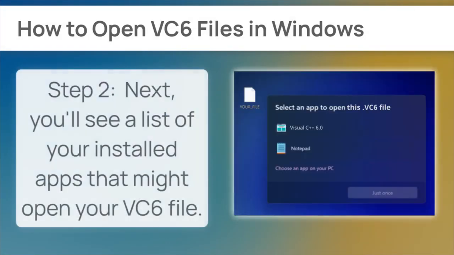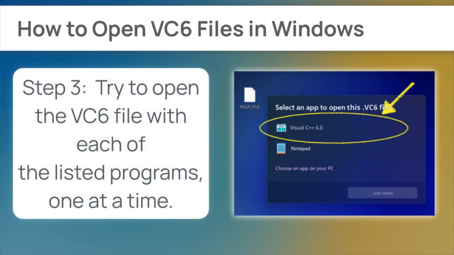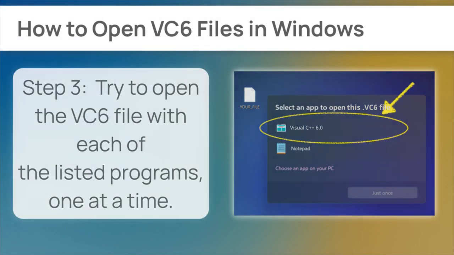Right-click your VC6 file and select Open With. If Visual C++ 6.0 is installed, test that now. If not, choose another program. We must verify every application.